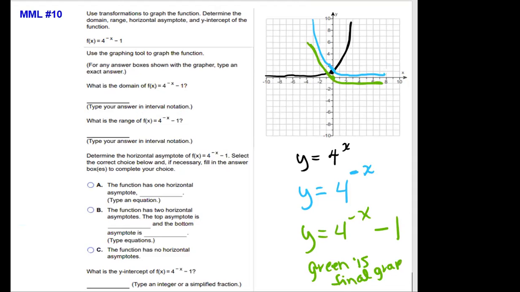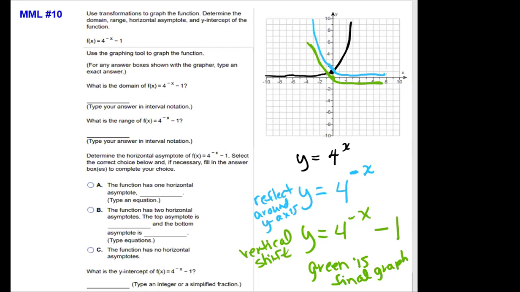Of course, in my math lab, you'll have to tell it to reflect around the y-axis. This is reflect around y-axis. And then this is a vertical shift in green.